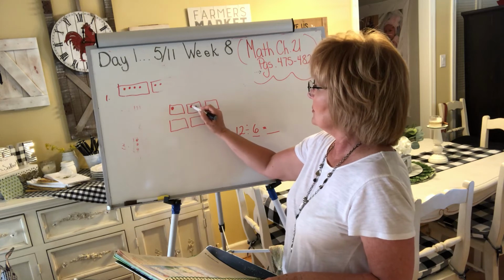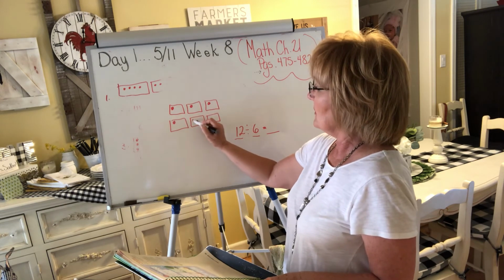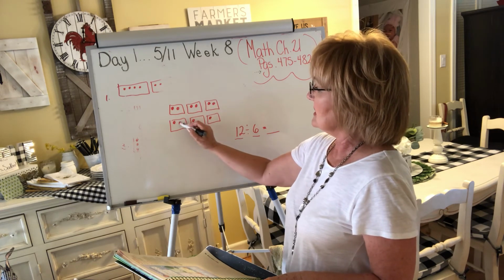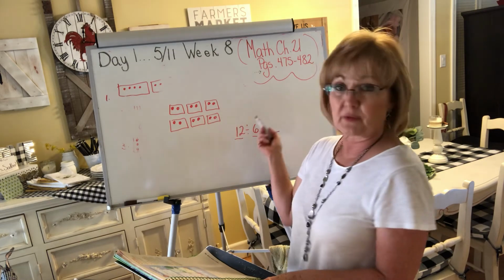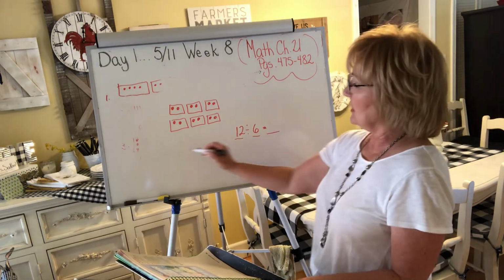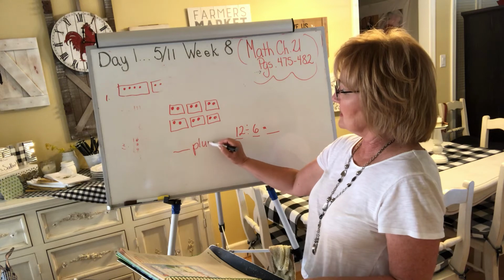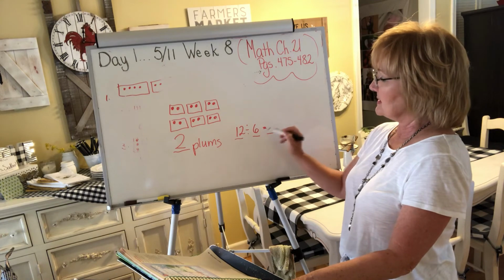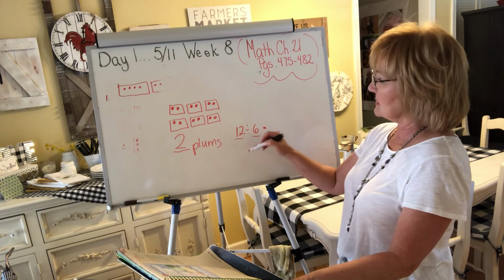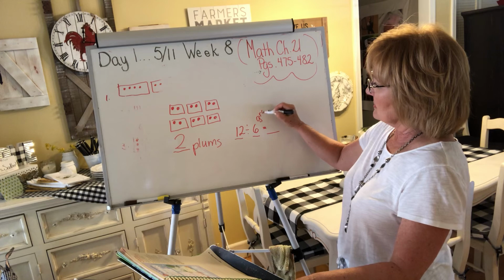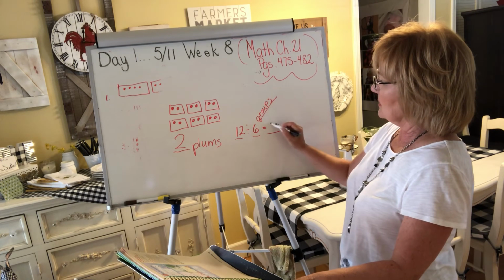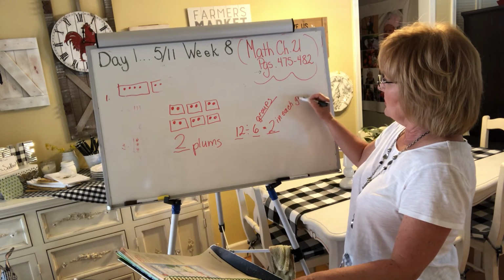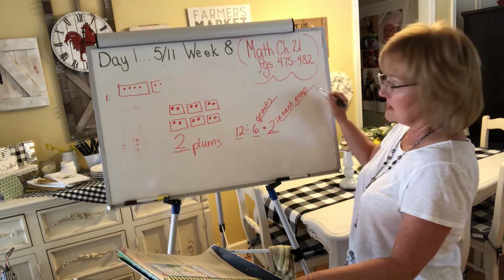1, 2, 3, 4, 5, 6, 7, 8, 9, 10, 11, 12. He ran out of plums. How many plums did each friend get? 2. So 12 divided into 6 groups equals 2 in each group. My board has the heebie-jeebies, right?